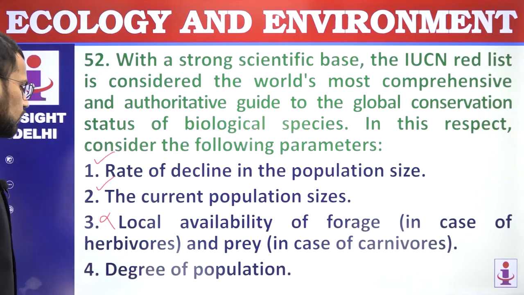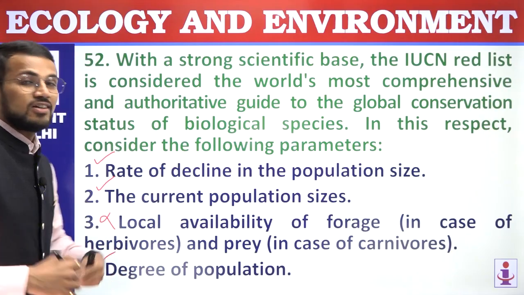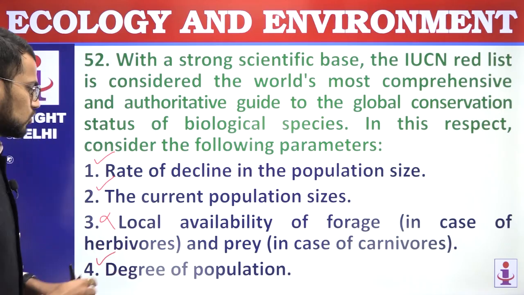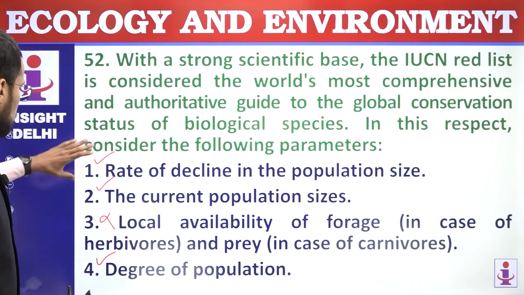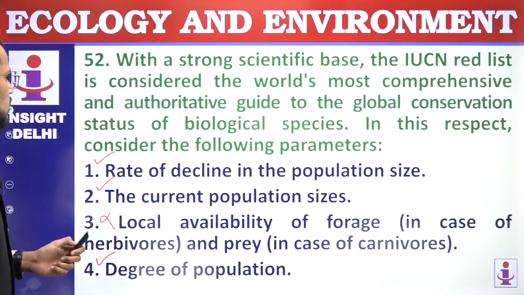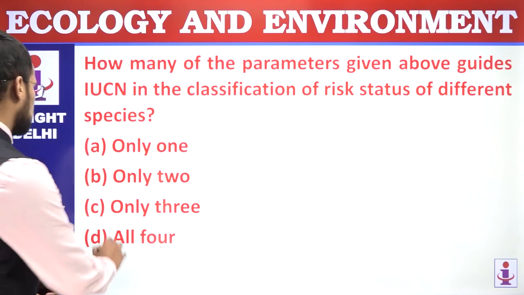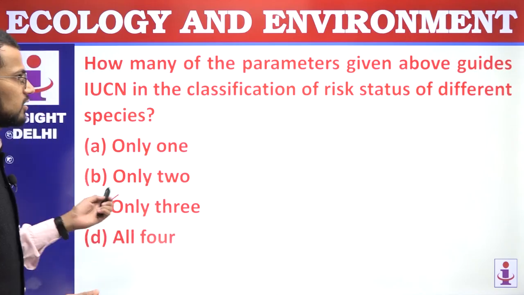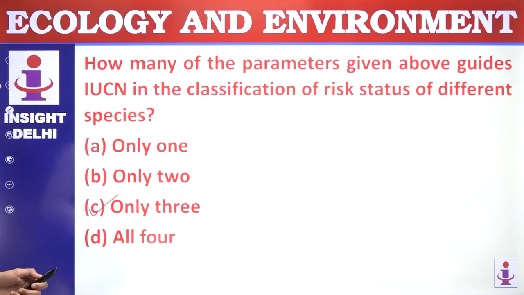Fourth, degree of population, that means intra-species diversity, that is also taken into account. So, first, second and fourth are the criteria for IUCN's Red List, third is not. And that's why the answer is only 3. How many are the criteria? 3 are the criteria. Fine.